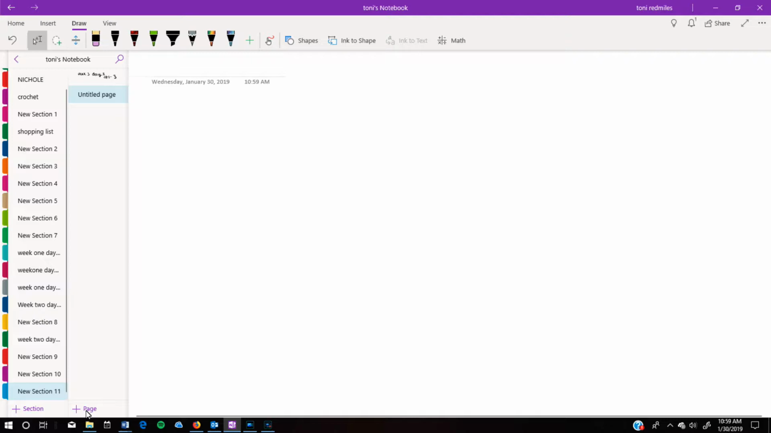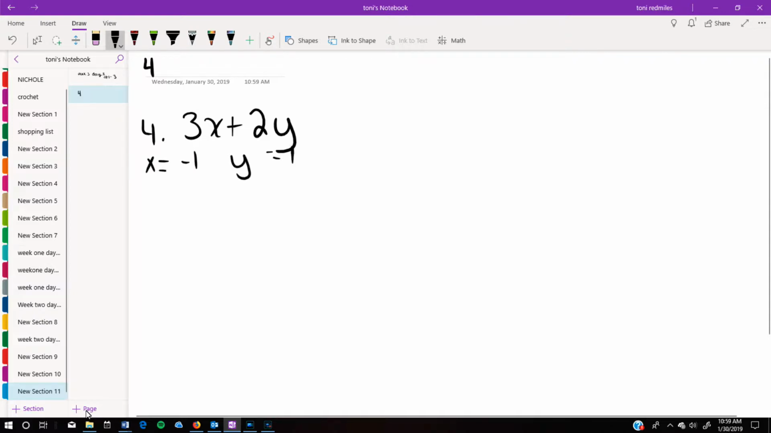All right, let's do number 4. All right, evaluate the equation above when x equals a -1 and y equals a +1. So we're going to fill these into their appropriate spots, and it's going to be 3 times the -1, 2 times a 1. Notice I put the numbers I'm substituting in parentheses, okay?